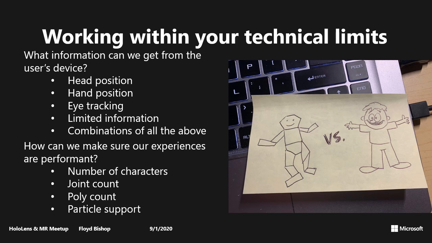Sometimes you have limited information. If you're on a phone and your user is on a phone, maybe they are just a point in space that can orbit around and look at things. They don't have any hands, they don't have any head necessarily. Sometimes you have combinations of all of the above. Sometimes you've got a situation where you have one hand and not two, depending on how the user has their system set up. You also have to think about the power of the machine you're running this on.